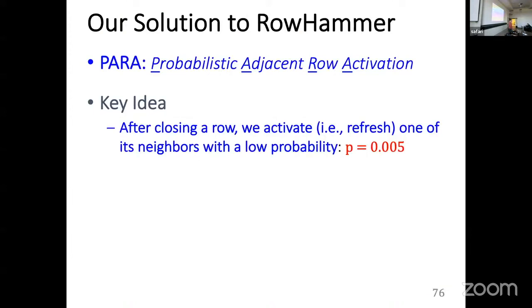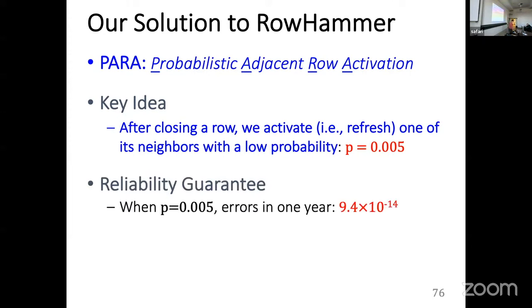Our solution, let me give you the key idea, was probabilistic adjacent row activation. The idea is very simple. After the memory controller closes a row, it activates or refreshes one or both of the neighbors of the row with a low probability. You can see the probability can be like this, and you can adjust this probability, it's a programmable value. We showed that with a reasonable probability value that looks like this, you get an error rate that's very, very low. And if you're not comfortable with that error rate, increase the probability. So there's a trade-off between error rates and performance overhead and power overhead.